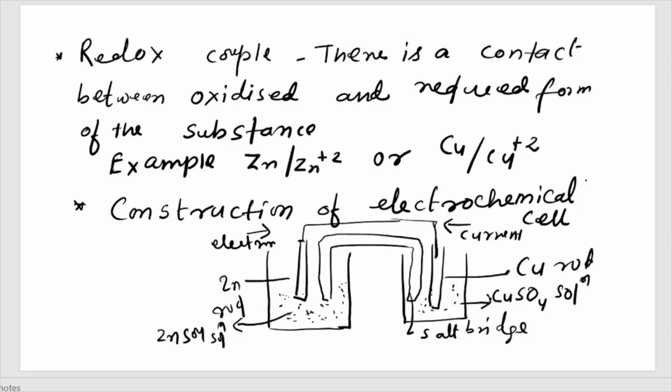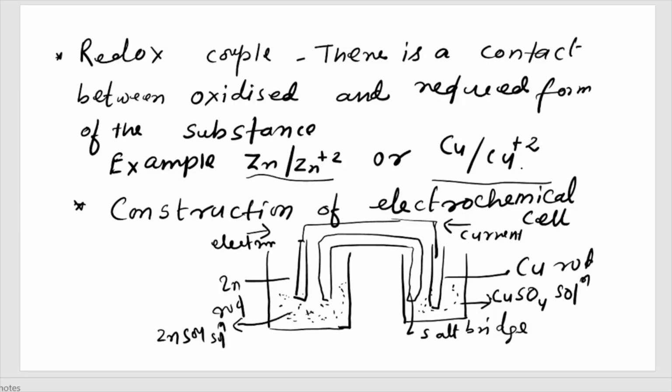A reducing agent means it reduces another, and itself is oxidized. Reduced other means itself oxidized. So there is an oxidized substance and a reduced substance in contact, and that is called a redox couple. For example, zinc, oblique sign, zinc sulfate, and here also copper sulfate. This is called a redox couple.